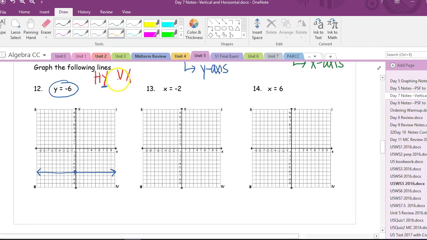X equals, that's vertical. Make sure you go to -2 on the x-axis. Okay, so whatever letter it tells you. And then again, vertical, because x equals is a vertical line. Okay, 14, x equals again, vertical. Make sure you go to 6 on the x-axis. Whatever letter it tells you, that's the axis you're going to go through. Okay, because again, vertical and horizontal lines are kind of their own thing. Okay, all right, nice job.